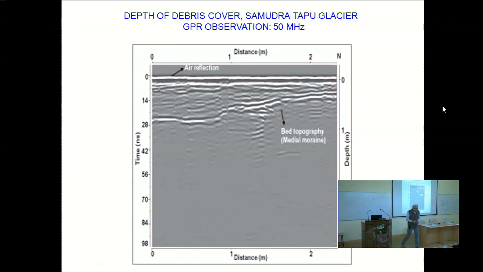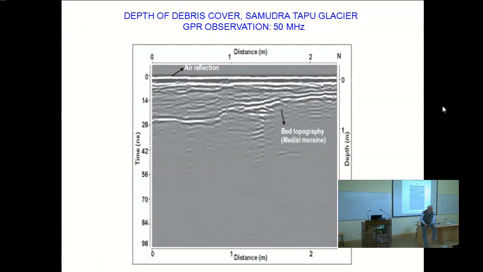So what happens is you have radio waves, and you move towards the longer wavelength, with around 100 megahertz as the frequency. If we have that, you take it onto the glacier and estimate, it will not penetrate much, and you can get the debris cover. So you can see here the debris cover is varying from almost half a meter to a meter on a glacier.